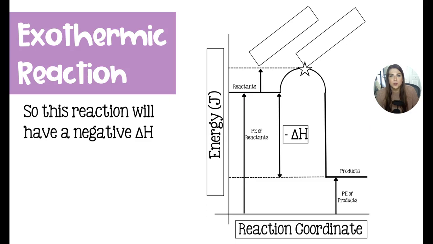Because this is an exothermic reaction, that delta H value, which is the difference between the products and the reactants, is going to have a negative value. We calculate it by doing the products minus the reactants, or the final minus the initial.